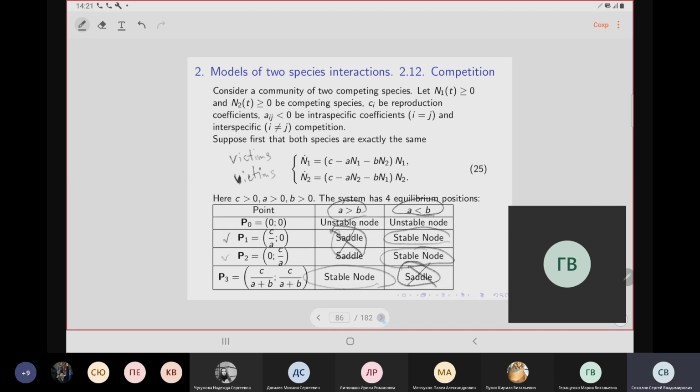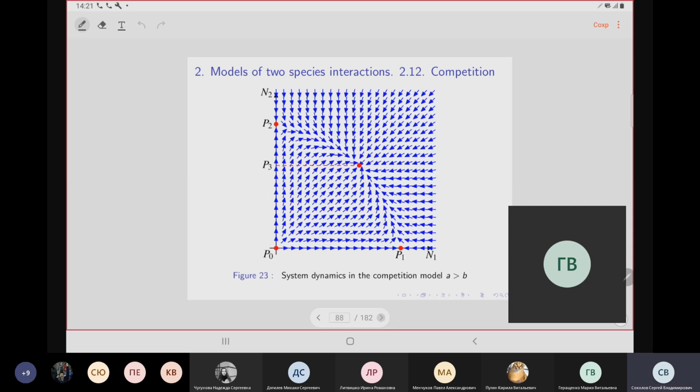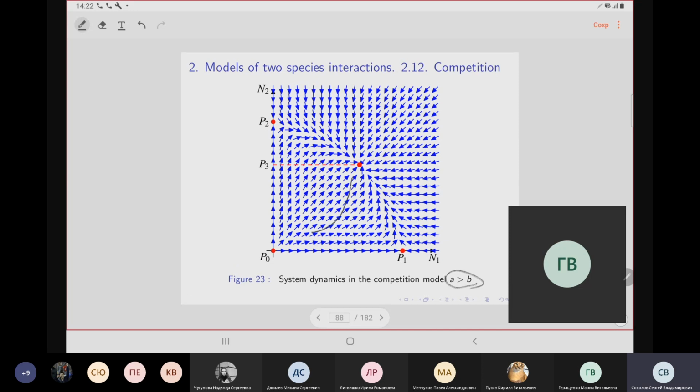Let us see the picture. It is the same as I said. So the picture: A is greater than B. It means that they compete inside the population. What we see? We see that all our curves are going to the point P3. So the trajectories are like here. And P3 is a globally stable position here.